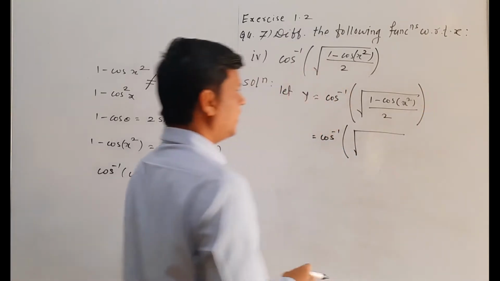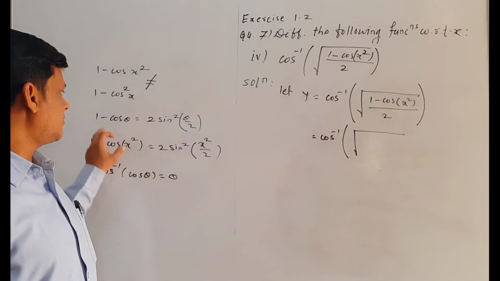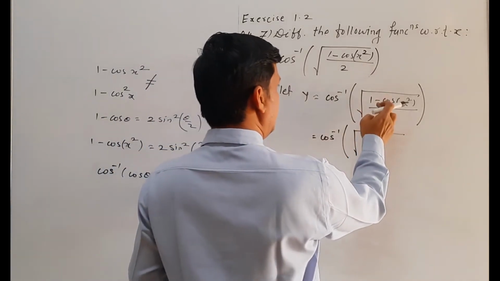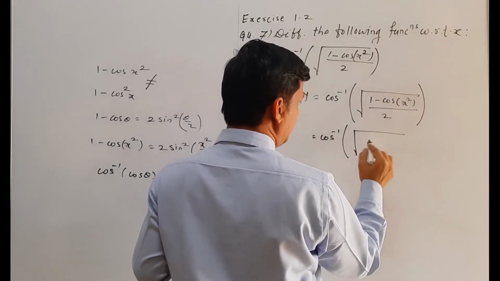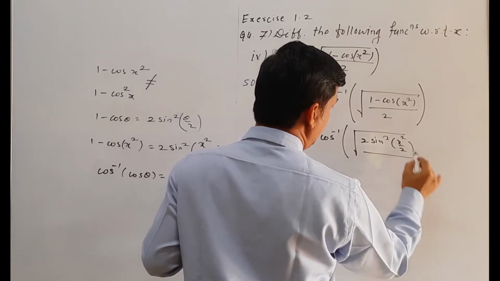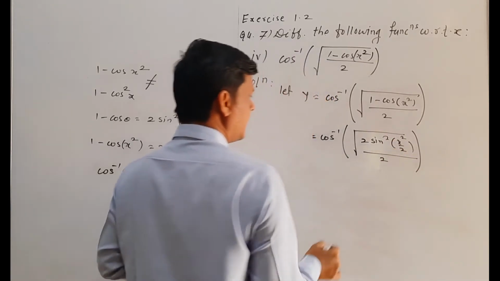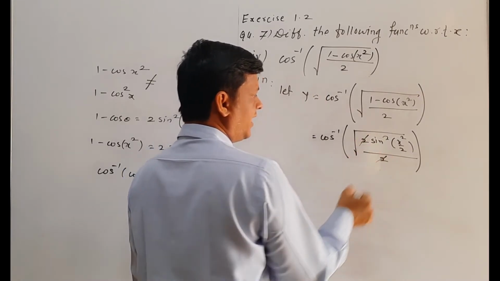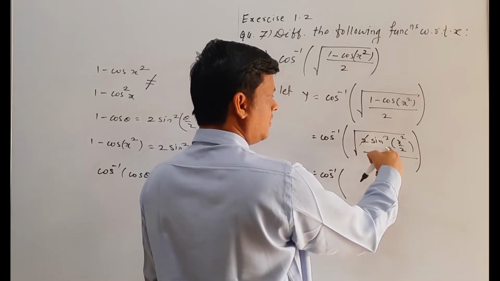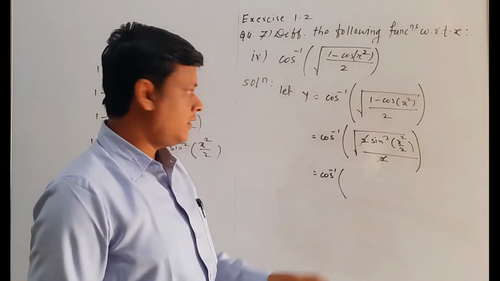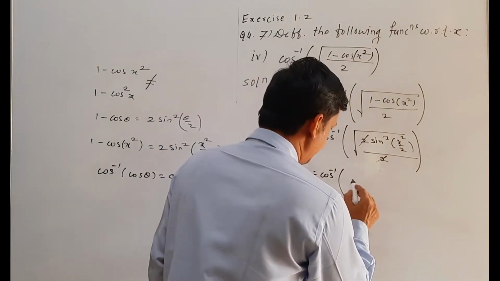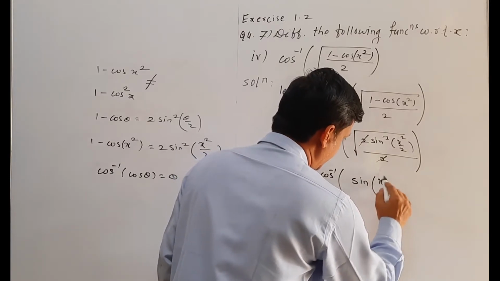So first we apply 1 minus cos of x square, that is the formula 1 minus cos theta equals 2 sin square theta by 2. So we replace this 1 minus cos of x square by 2 sin square x square by 2, upon 2 as it is. So in the next step these two will get cancelled. So we write here cos inverse of, when we write the square root of sin square, square and square root get cancelled, we get here sin of x square by 2.